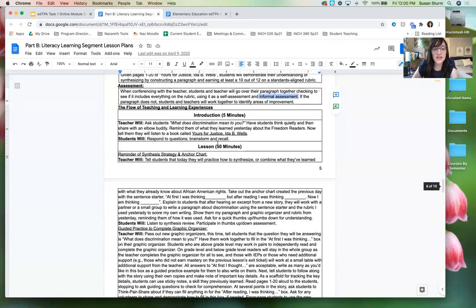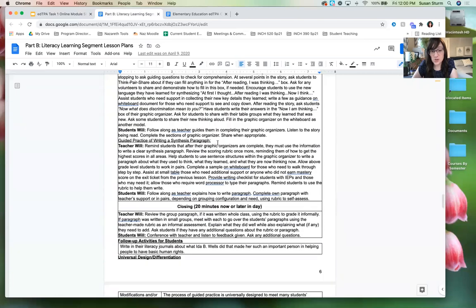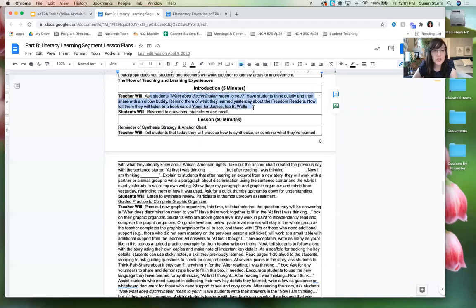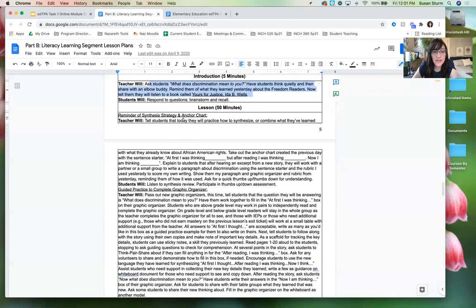So then we can see this lesson is a bit shorter. You don't have to go into quite as much detail, but she is reminding them at the start, intro, what does discrimination mean? Now the students are getting engaged. They're going to read a new book today. And then there's a reminder of the synthesis strategy in the anchor chart.